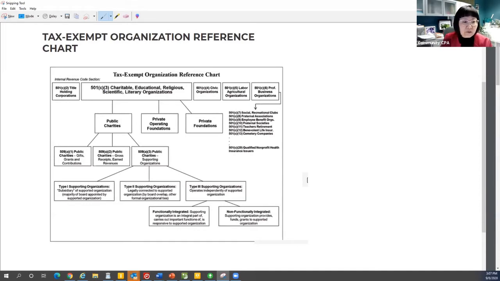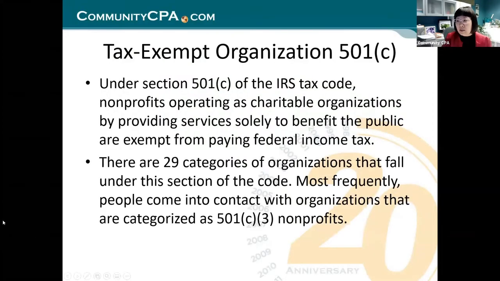Then you might ask, what kinds of organizations are in 501(c)(3)? That is a great question. So I want to lead you to some more details here. Let's get going with my PowerPoint at this point. 501(c) is the IRS code, and under it there are 29 categories for an organization to fall under 501(c).